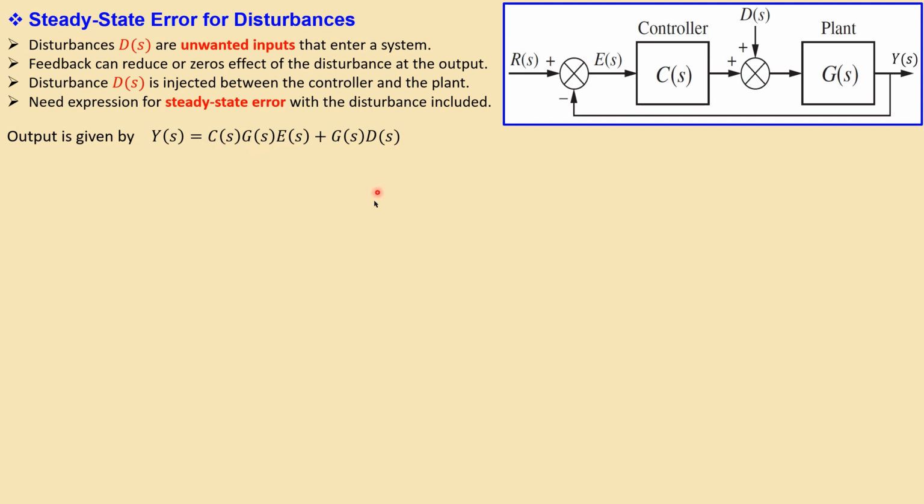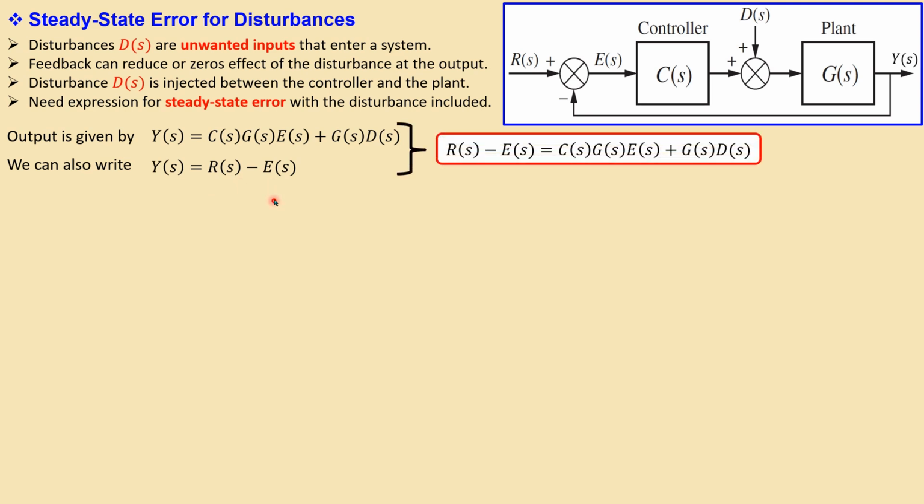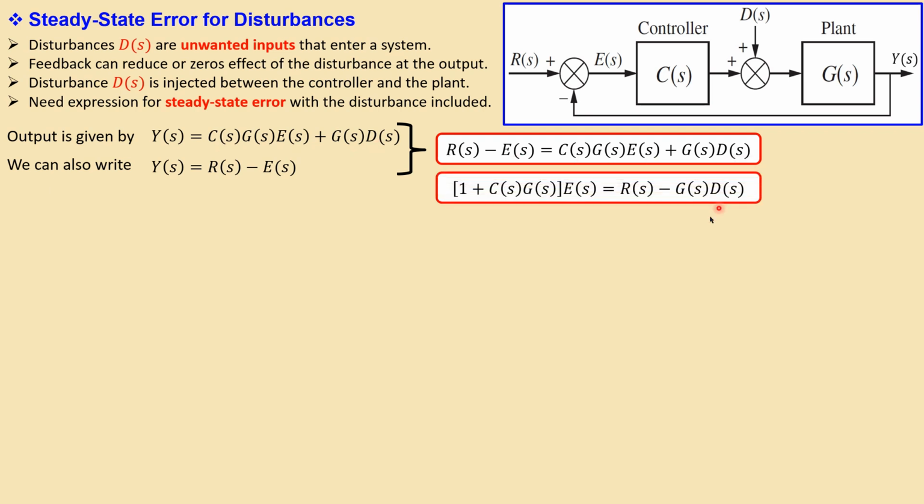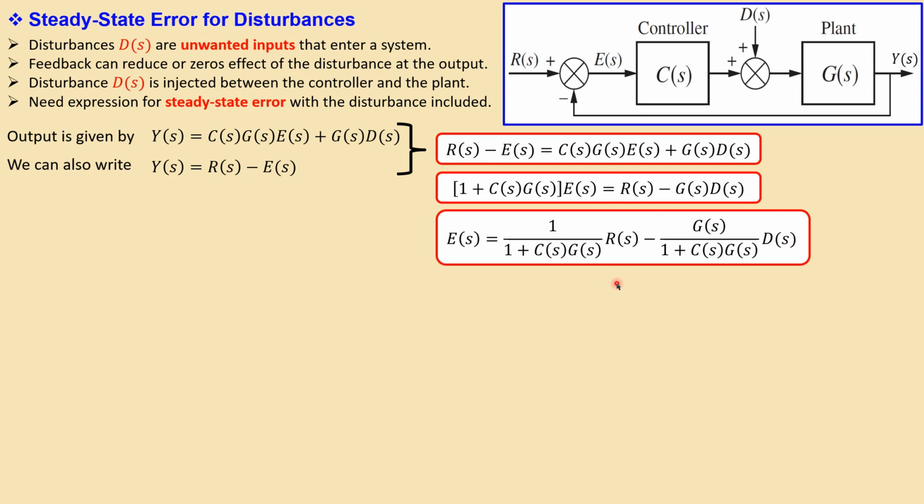I assume that this is known. So we can also write this in this form in a really simple way. You can say, okay, the y is just r minus e. And if you now combine these two again, then you will have an expression for r minus e, which is then the left side here, which is equal to the right side here, that's actually shown here. Now, if I now rewrite this, I have this expression, and then an expression just for the error, because that's what we want.